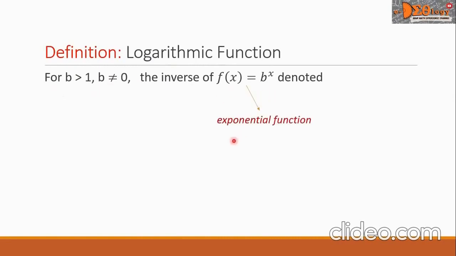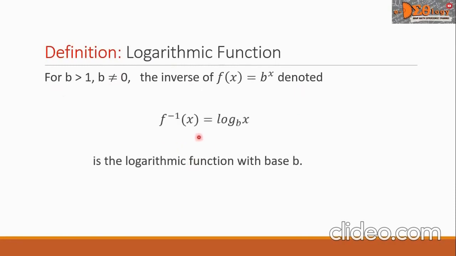This function is an exponential function denoted by f inverse of x equals log of x base b, is the logarithmic function with base b. The general form of logarithmic function is f of x equals log of x to base b. So in here, the inverse of the exponential function is the logarithmic function and vice versa. We read this notation as log of x to base b.